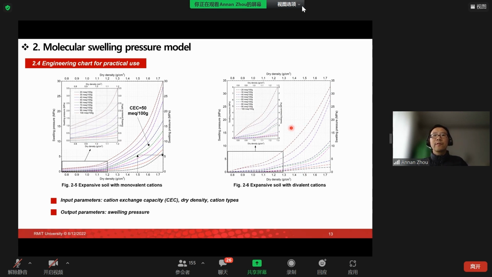For example, if we know the interlayer cation type is sodium, the CEC value is 50, and the dry density is 1.5, we can easily find the estimated swelling pressure of this kind of expansive soil is about 5 megapascal from the left chart.